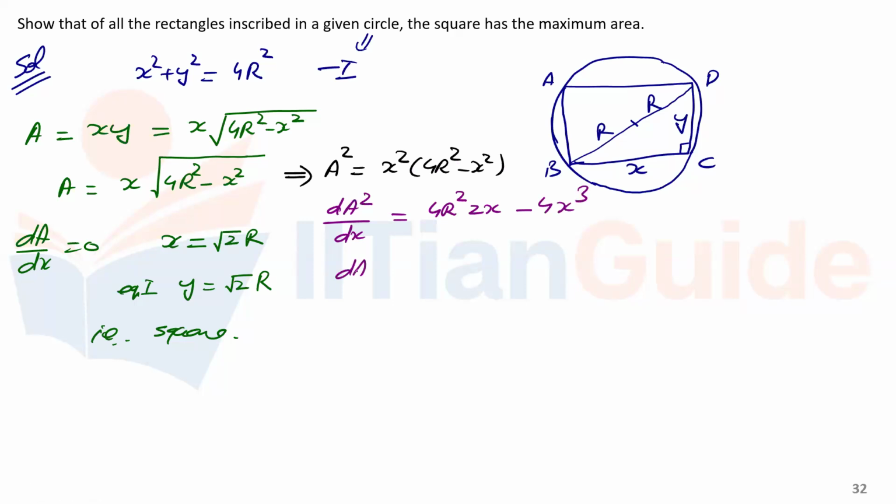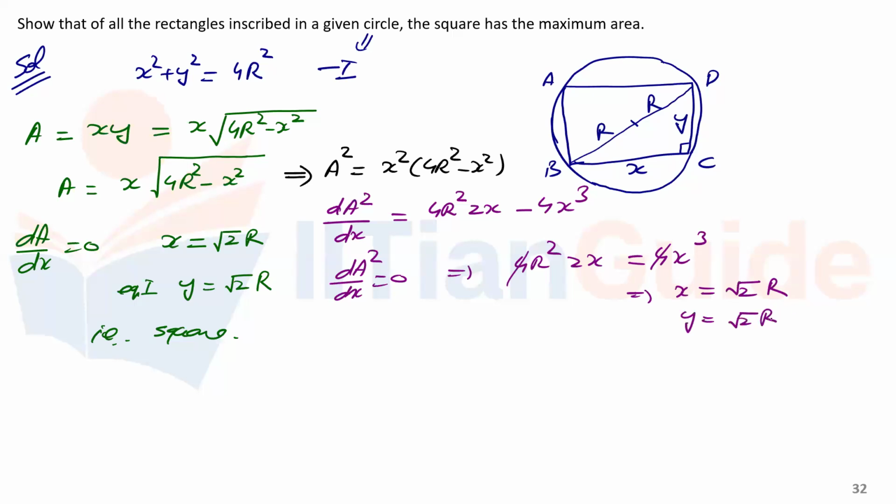I will make dA square by dx to be 0. That means I am getting 4r square into 2x is equal to 4x cube. Okay. 4 gets cancelled. I am getting x to be under root 2r. The value of x is under root 2r that we can put in the equation number 1. I can get the value of y to be under root 2r. That means it is a square.